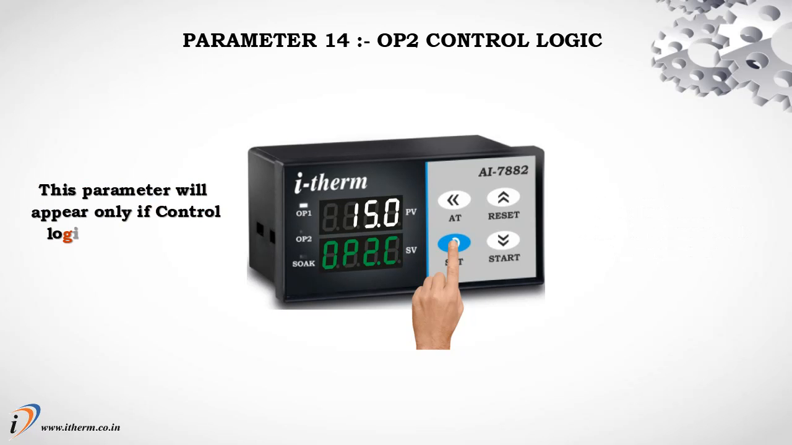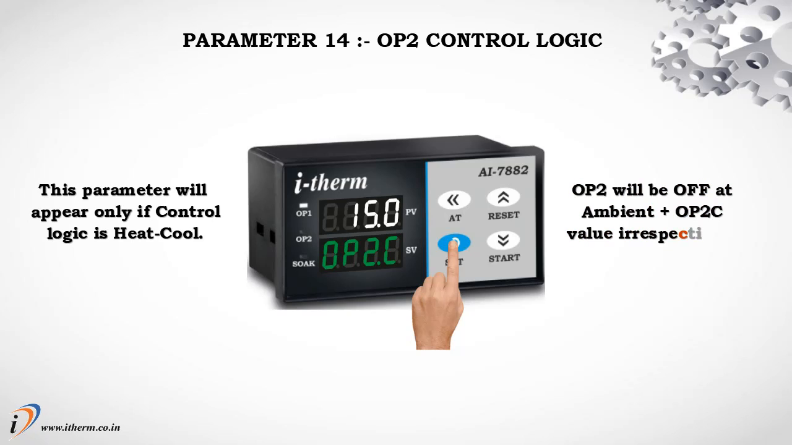Parameter 14, Output 2 control logic. This parameter will appear only if the control logic is heat-cool. Output 2 will be off at ambient plus the output 2 control value, irrespective of output 2 mode.